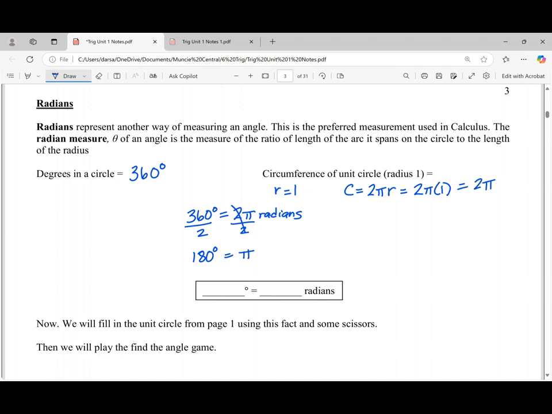So our big way of thinking about radians is that 180 degrees worth of angle is pi worth of radians. So 180 degrees is equal to pi radians. And that is what we're going to use to help us understand all of the different measurements in radians instead of degrees.